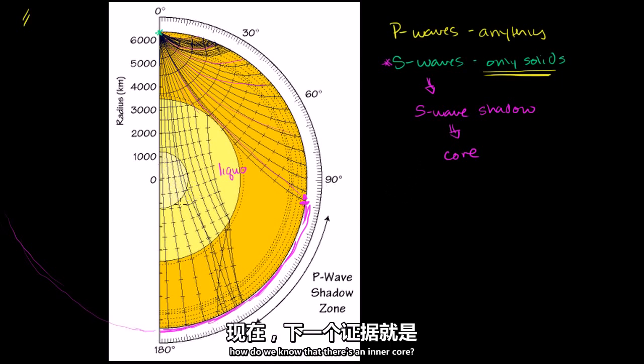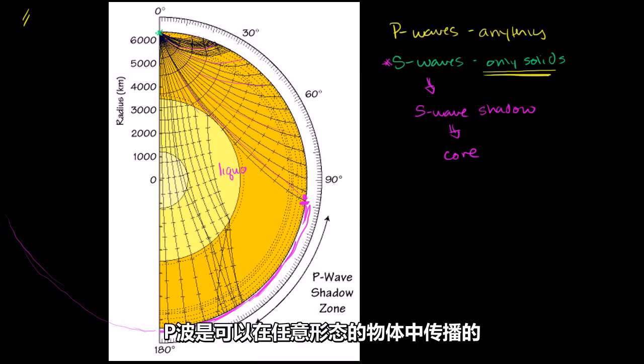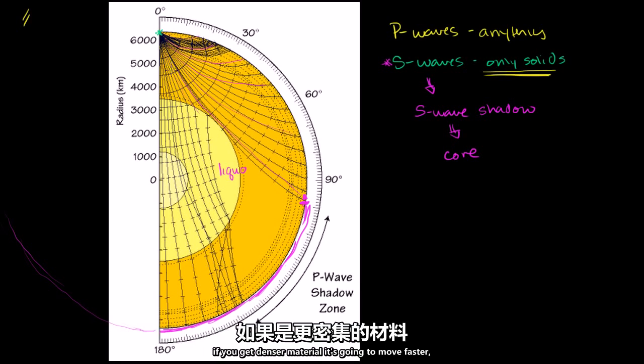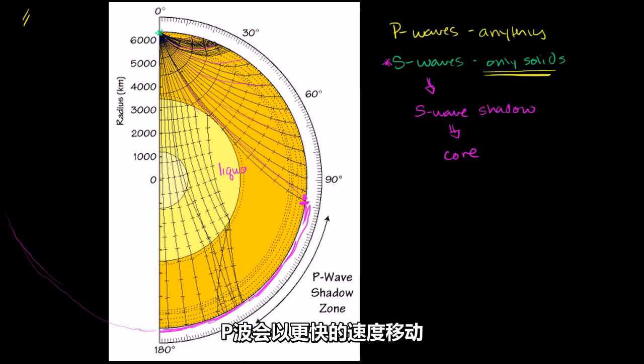Now, the next point of evidence is, how do we know that there's an inner core? And we can use P waves for that. A P wave can travel through anything. But remember, as you get denser material, in general, for the same type of material, it's going to move faster. So it's going to refract outwards like we've seen over here.